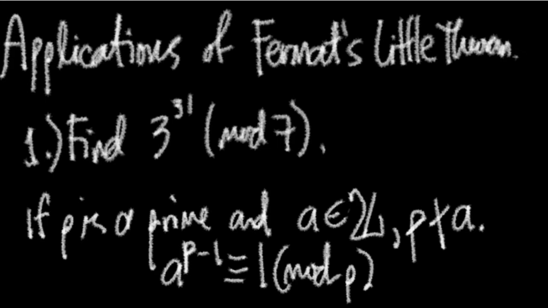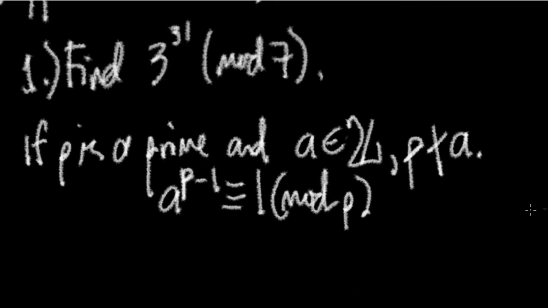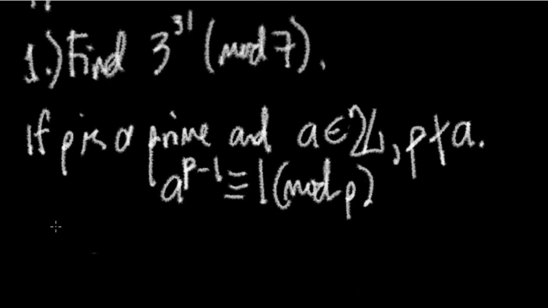So we are asked to find 3 raised to 31 mod 7. Since P, which is in the mod here, is a prime number, and we can see that A, which is 3, is not a multiple of 7, therefore we can apply Fermat's little theorem here. So therefore, by Fermat's little theorem.